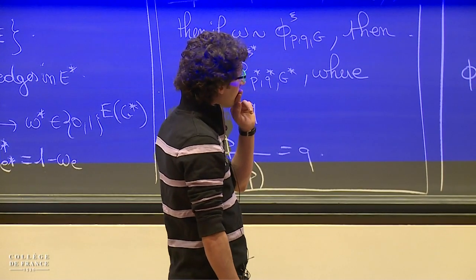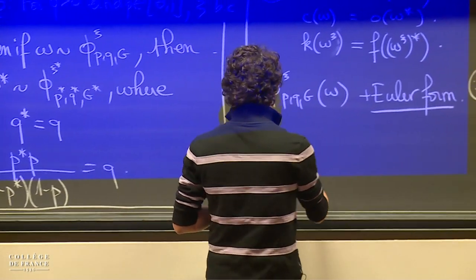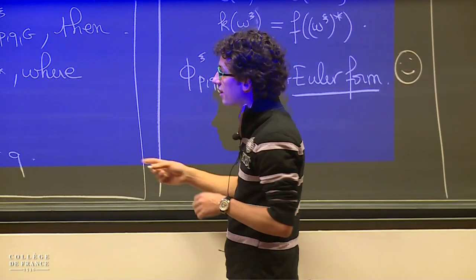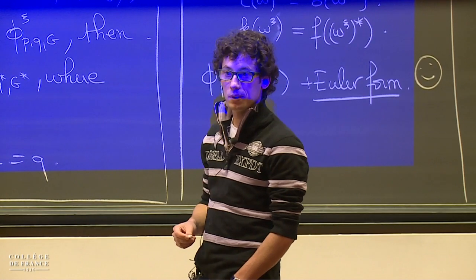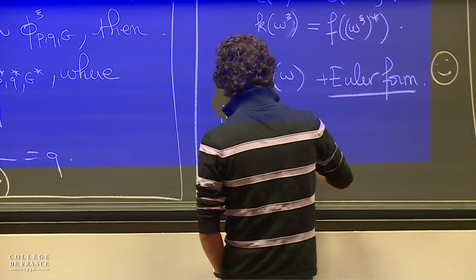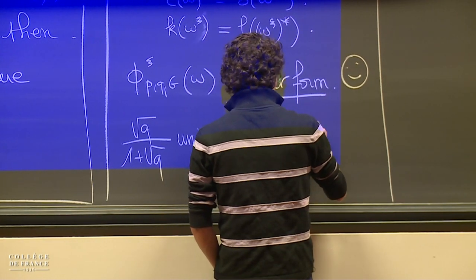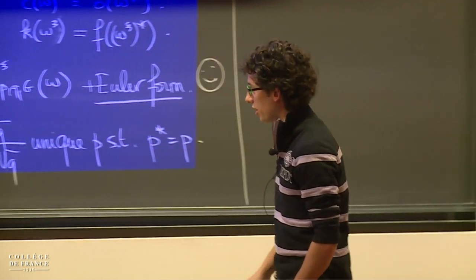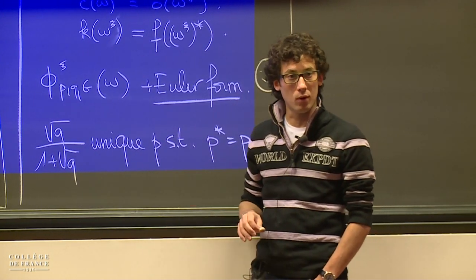Okay? And now it remains to check exactly how you are going to prove that pc is equal to this thing. First, you are going to notice that this square root of q over 1 plus square root of q is the only point for which p is equal to p star. Okay, so square root of q over 1 plus square root of q is the unique p such that p star is equal to p. By the way, you check that for q equal 1, you get p star equal 1 minus p, which is coherent with the Bernoulli case. So this is a self-dual point, exactly like 1/2 was a self-dual point for percolation.